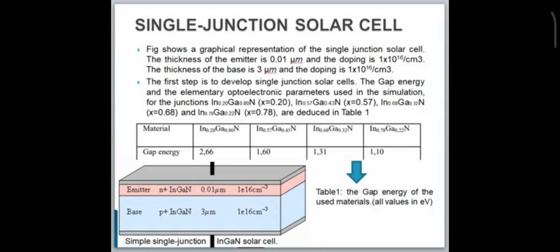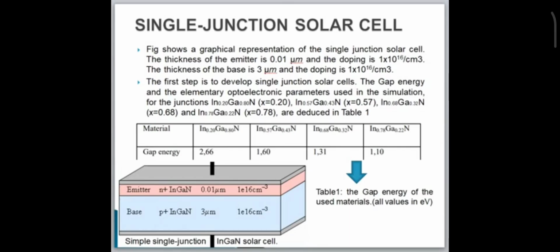The thickness of the base is 3 micrometer and the doping of the base is again similar, 10 raised to power 16 per centimeter cube. The first step is to develop a single junction solar cell. The gap energy and the elementary optoelectric parameters used in the simulation for the junction.